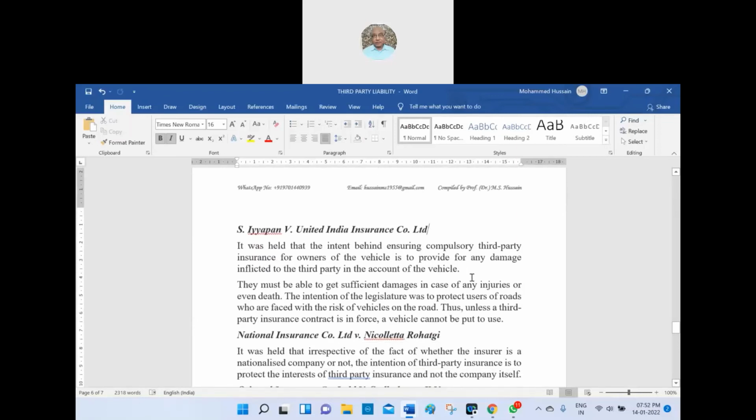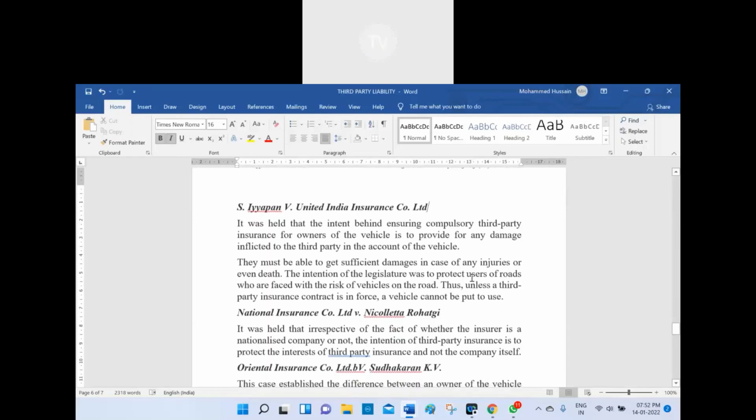So, Ayyappan versus United India Insurance Company Limited, it was held that the intent behind ensuring compulsory third party insurance for owners of vehicles is to provide for any damage inflicted on the third party on account of the vehicle. Why do they want this? Security is a very important factor. If the security is not there for human life, then naturally it is the failure of the government, we can say.